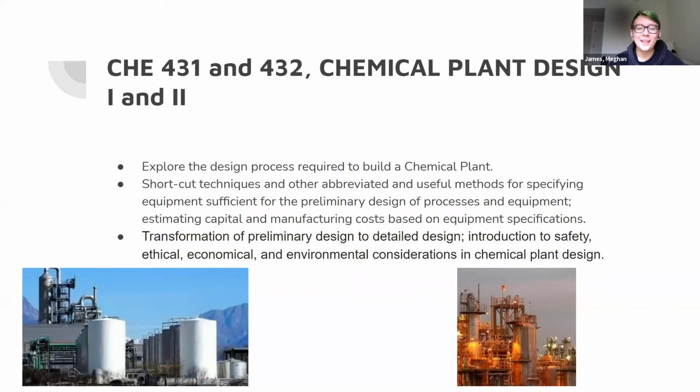Hello, my name is Megan, and I'm going to talk about the unique classes that are included in the chemical engineering major. First one I wanted to look at was 431 and 432, Chemical Plant Design 1 and 2, which is exploring the design process required to build a chemical plant, which builds on the concepts of chemistry and adds in balancing cost, design processes, and equipment.